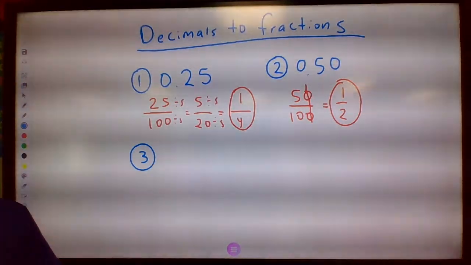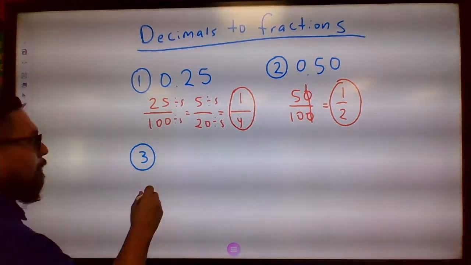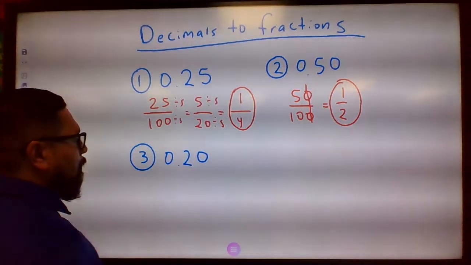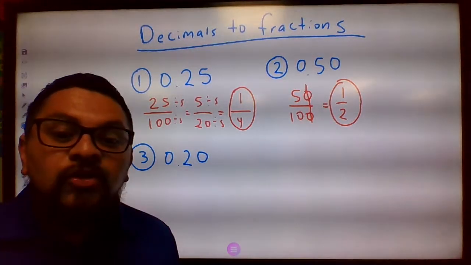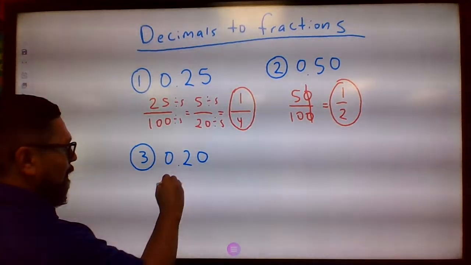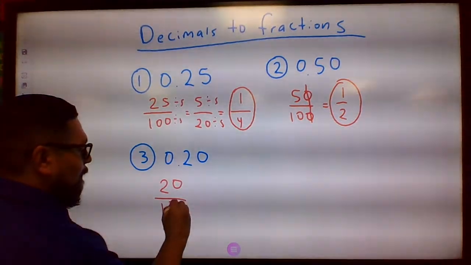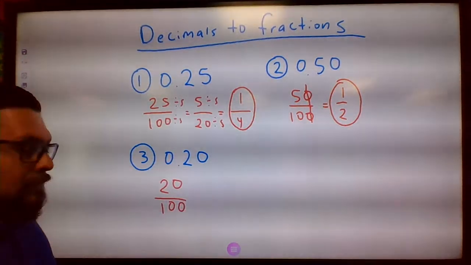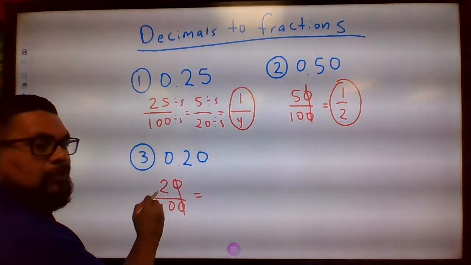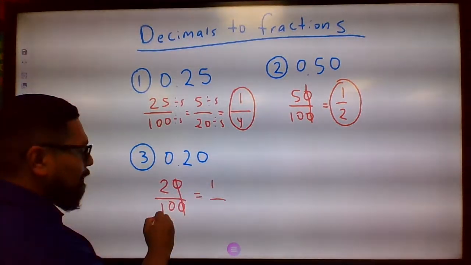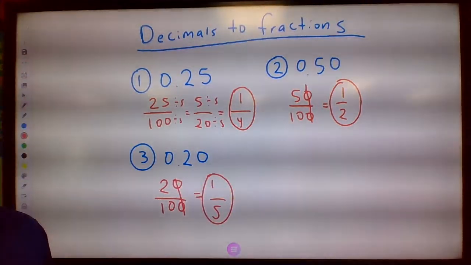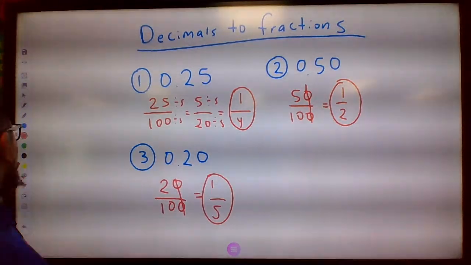Number 3, 0.20. This means 20 hundredths. So this is 20 over 100. Okay. Again, cross out these zeros. 2. What's half of 2? 1. What's half of 10? 5. You're done.